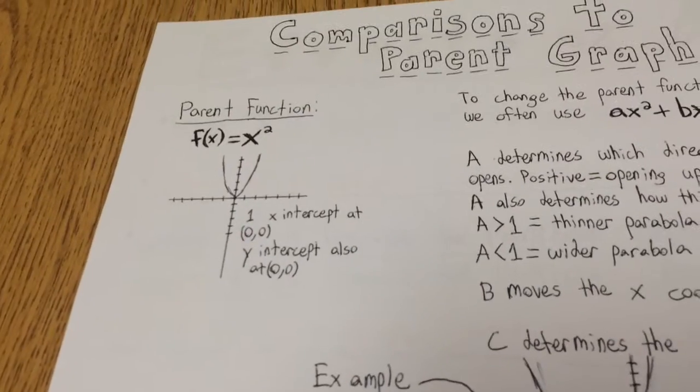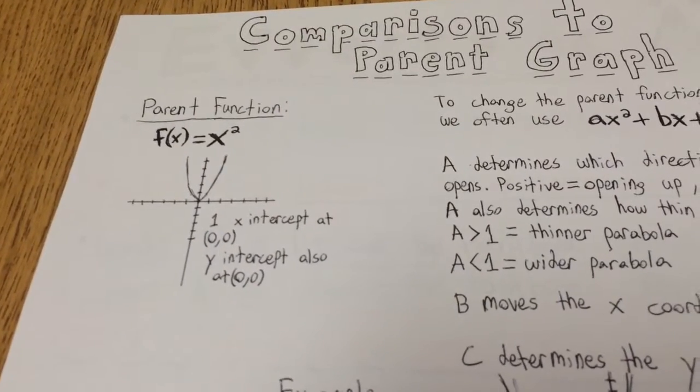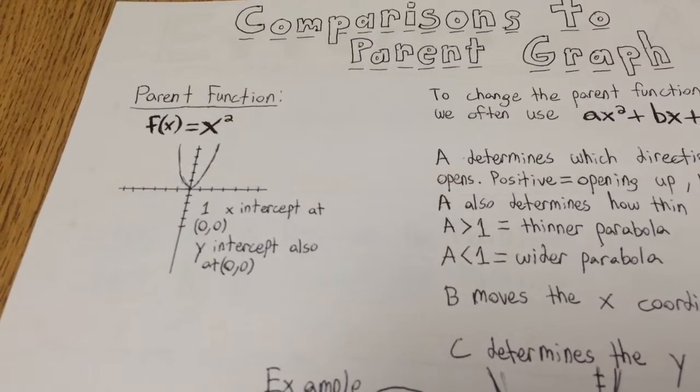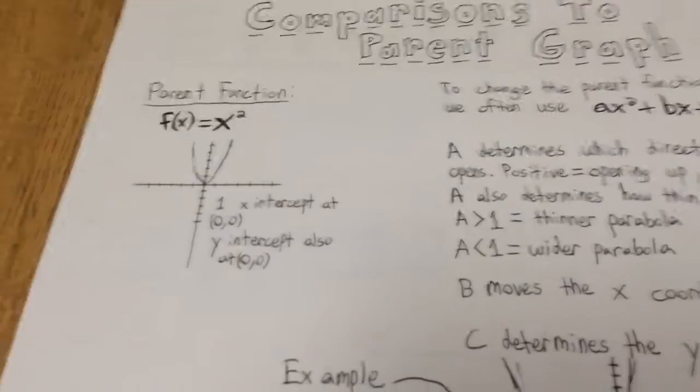Example. Parent function is f of x equals x squared. One x-intercept at (0, 0). Y-intercepts are also at (0, 0).